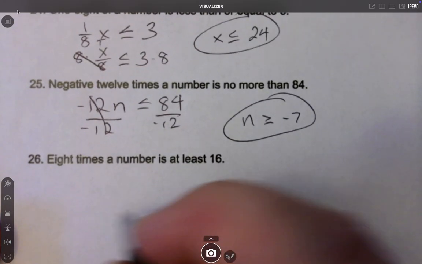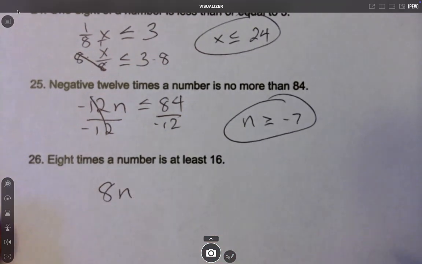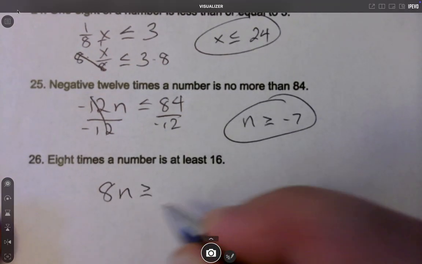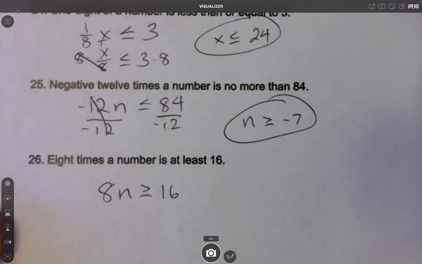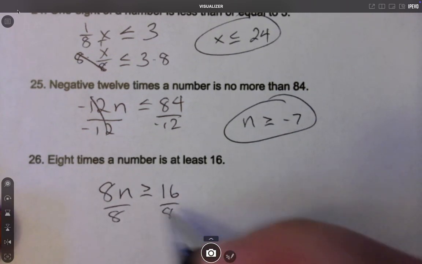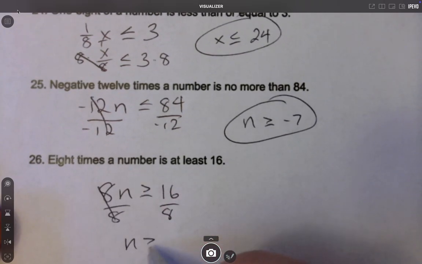Okay, 8 times a number is at least, so it's greater than or equal to 16. We can divide both sides by 8. We get n is greater than or equal to 2.